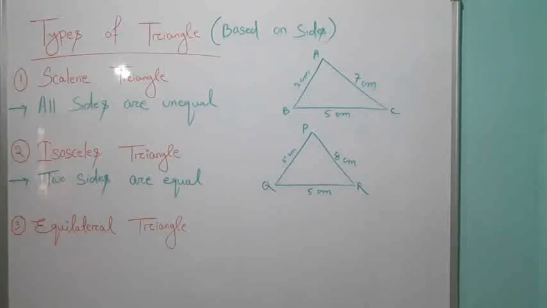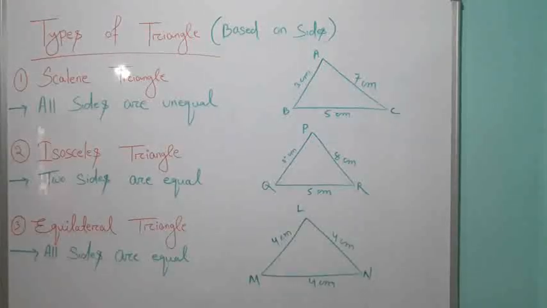Now come to the third triangle, that is equilateral triangle. Equilateral triangles are those triangles whose all sides are equal. Let us take an example of an equilateral triangle. Here LMN is an equilateral triangle as its all sides are equal: LM, MN, LN, all the sides are 4 cm of length. So this is an equilateral triangle.